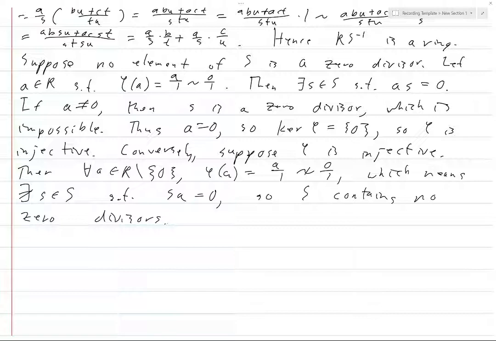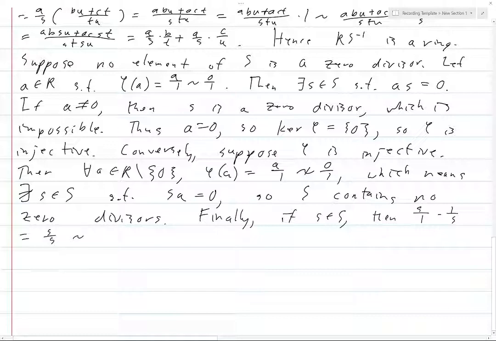And so now we're done. Nope, we're not. Finally, if S is in S, then S over 1 times 1 over S, and 1 over S is certainly an element of our S inverse R. This is S over S, and we know this is equivalent to 1 over 1. And similarly, 1 over S times S over 1 is equivalent to 1 over 1. So the inverse of S over 1 is precisely 1 over S, which is an element of our S inverse R.